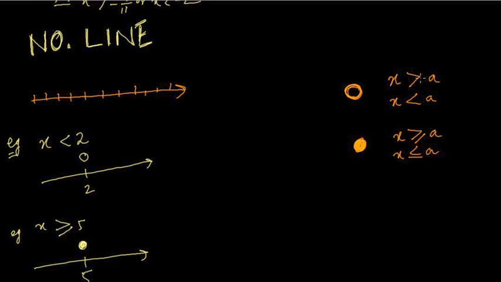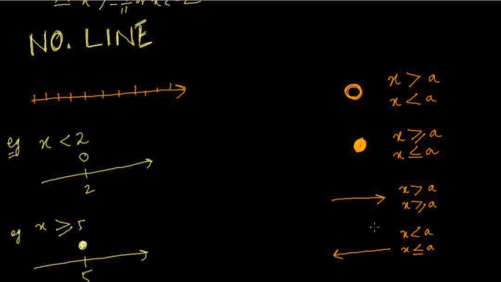Now there are two more. When we write x is greater than or x is greater than or equal to a, we are focusing here on greater than, so we are going to put an arrow towards the right. Towards the right means greater than. Whenever we have any type of greater than, it is an arrow towards the right. But on the other hand, if it is x is less than a or less than or equal to a, then it is going to be less than, an arrow towards the left. That's how you express it.